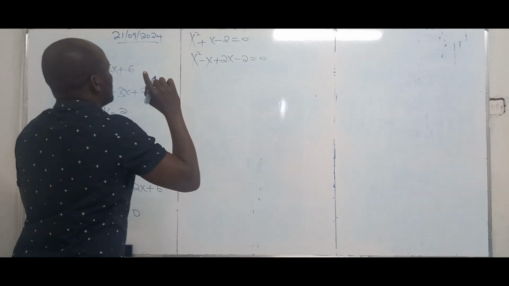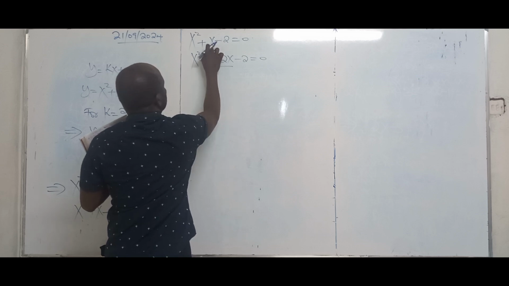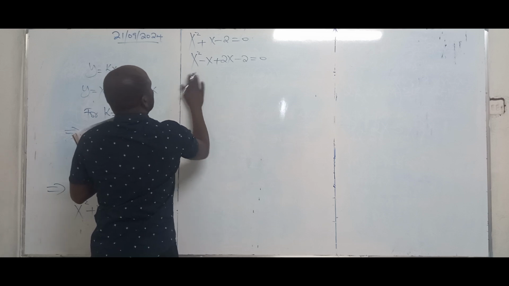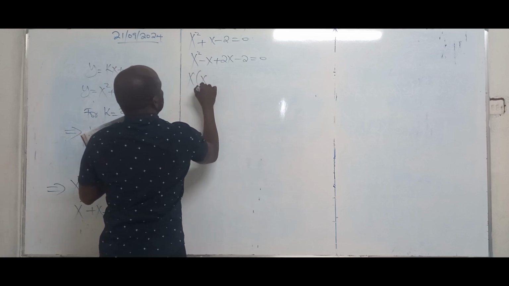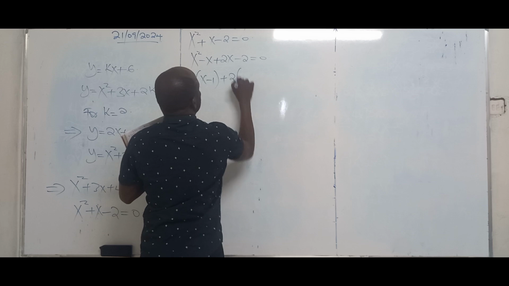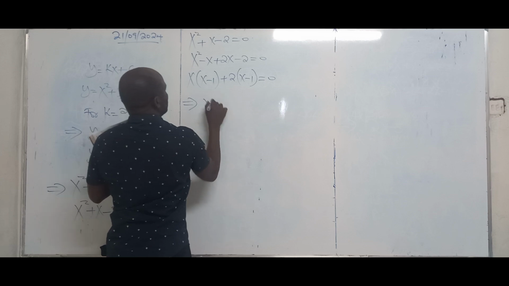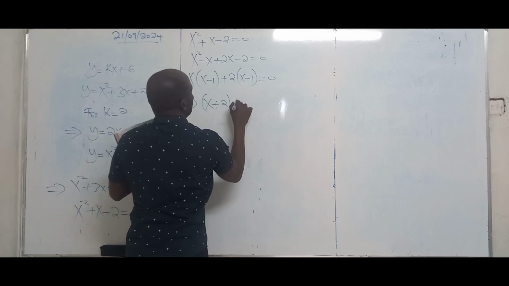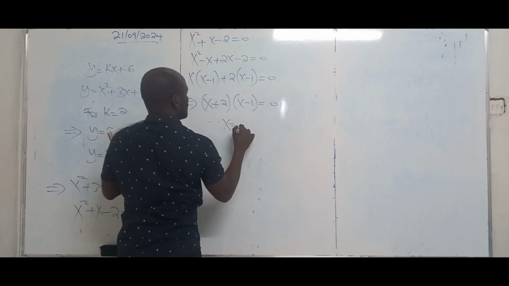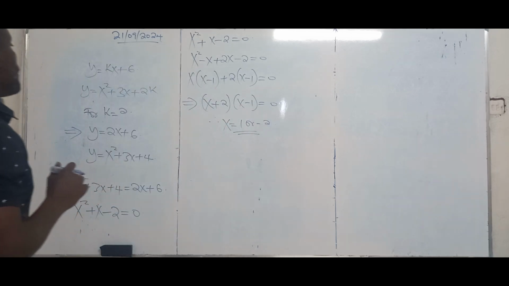Here, plus 2x minus x is x, and this minus 2 is just that. So I factorize and have x outside: x minus 1, plus 2 outside: x minus 1, is equal to 0. That implies that either x plus 2 or x minus 1 is equal to 0. Therefore, x is 1 or negative 2.